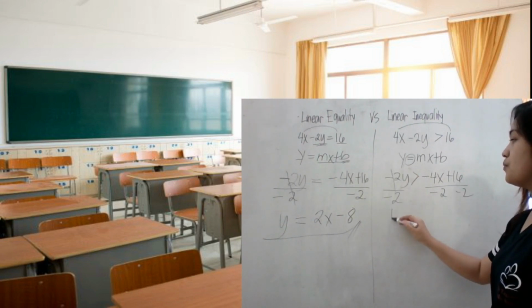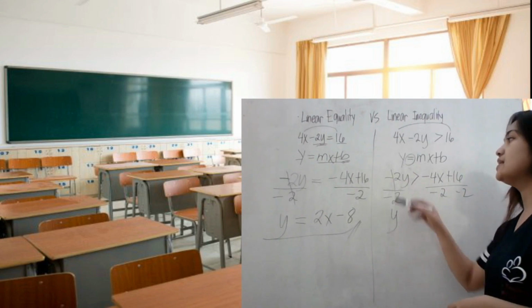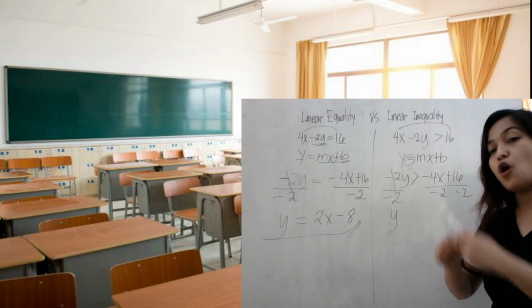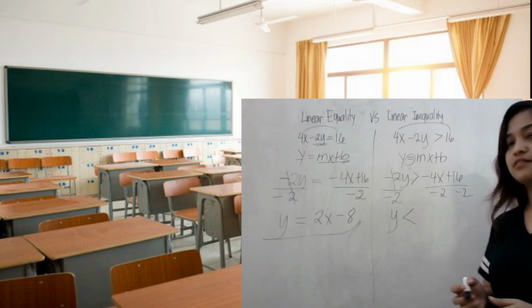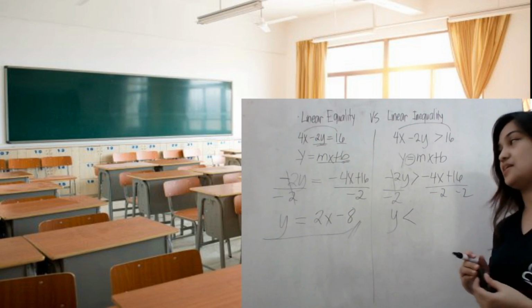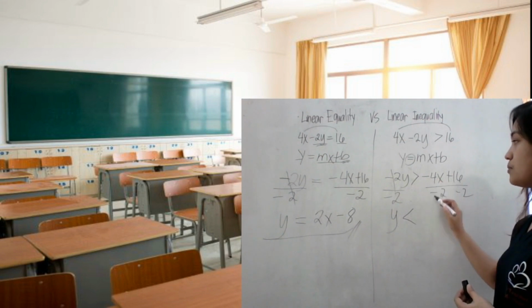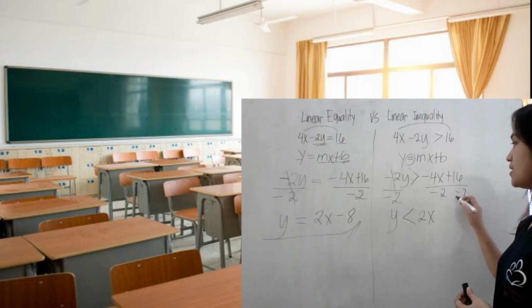Cancel negative 2, we have y. So class, this is greater than. When we divide by a negative, our greater than becomes the opposite of greater than, which is less than. Okay, so that is the effect on our sense of inequality and equality. Our greater than at first becomes its opposite, which is less than. Then negative 4 divided by negative 2 is positive 2, then copy x. Positive 16 divided by negative 2, that would be negative 8.